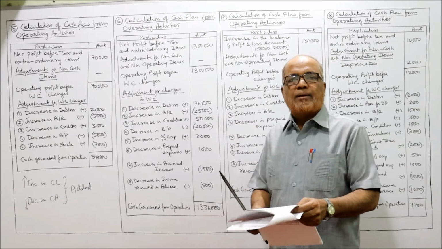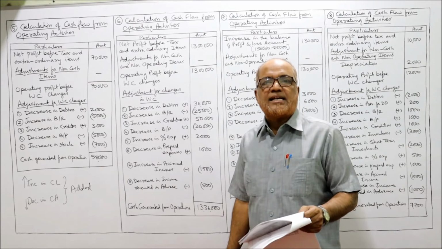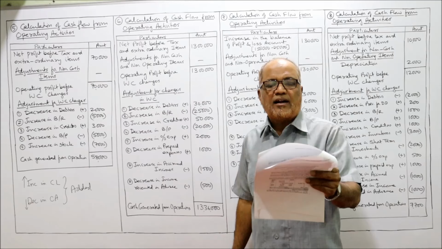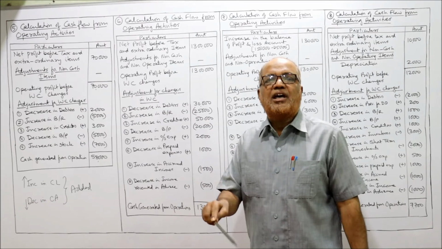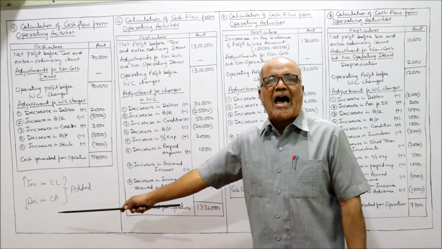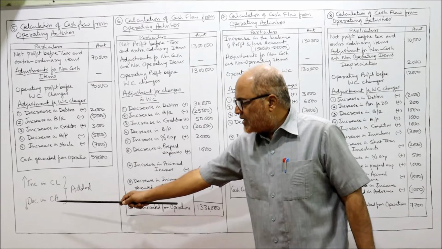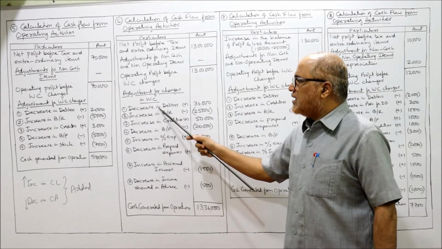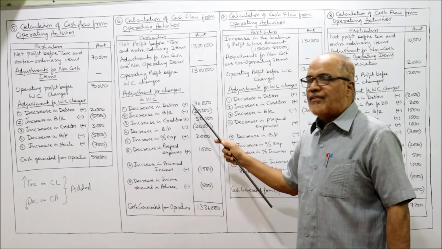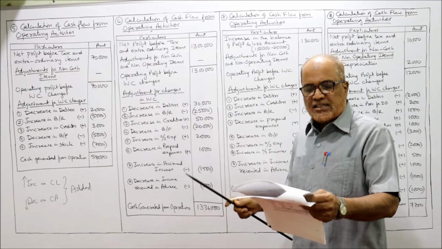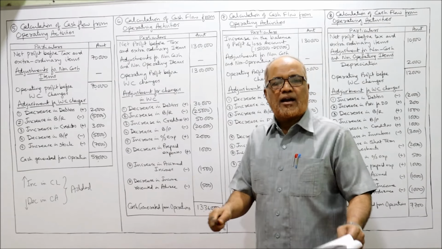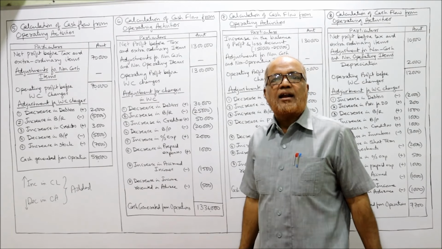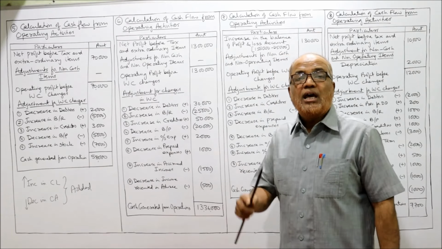First one, debtor. Debtor is a current asset. Last year 5 lakh, current year 4,70,000. Decrease in debtors will be added. Decrease in current asset will be added. So here decrease in debtors, added. Difference is 30,000. Next comes bills receivable. Again current asset. Last year 1 lakh, current year 1,25,000.